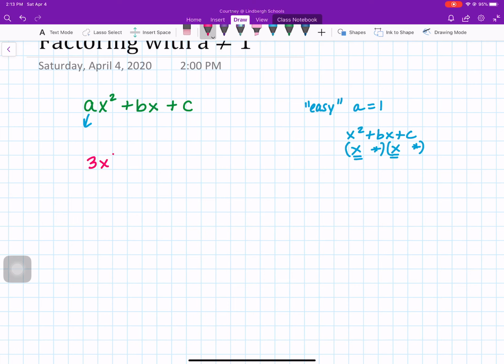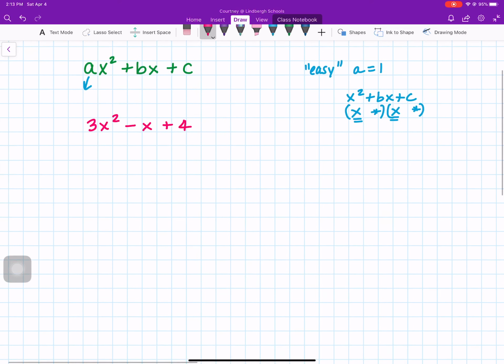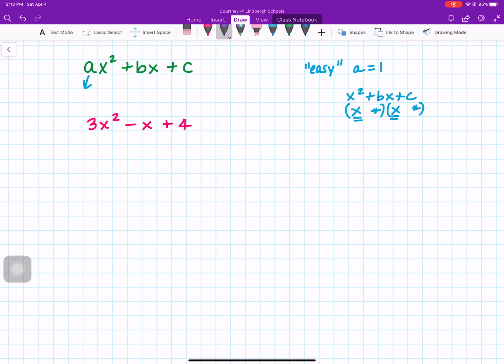What if it was 3x squared minus x plus 4? In factoring this problem, there's a lot of options. It's best to take it piece by piece. Here, you're trying to end in double parentheses. And let's make this a minus 4. Sorry.